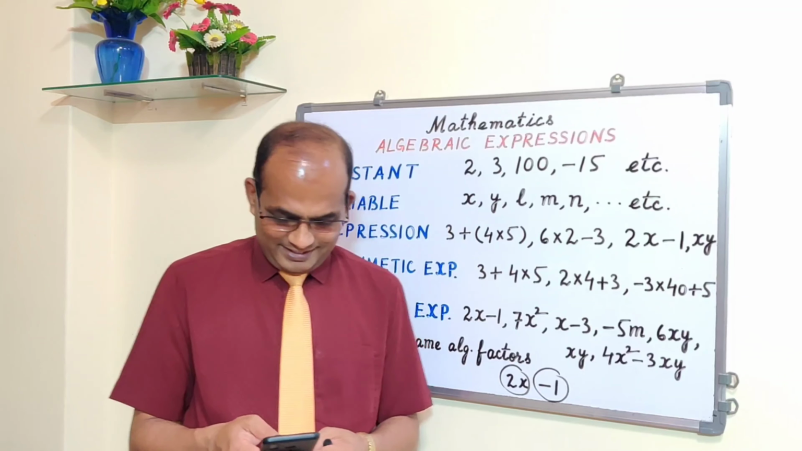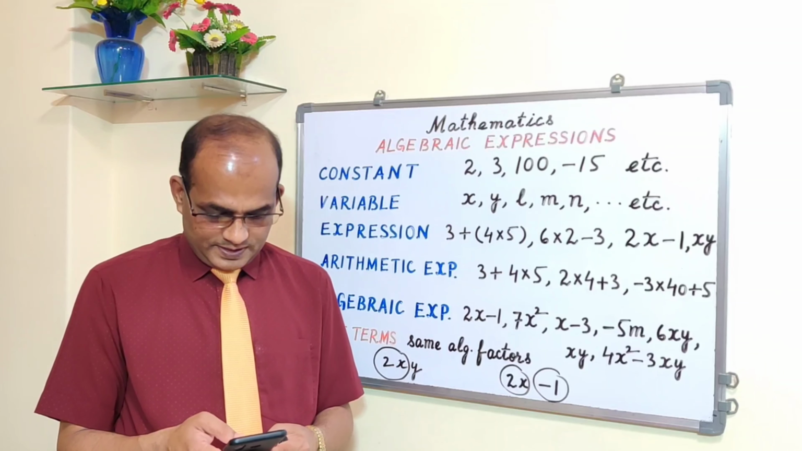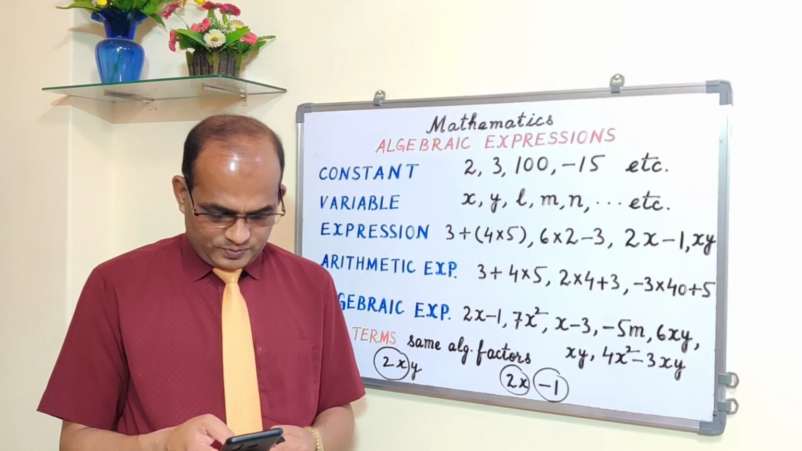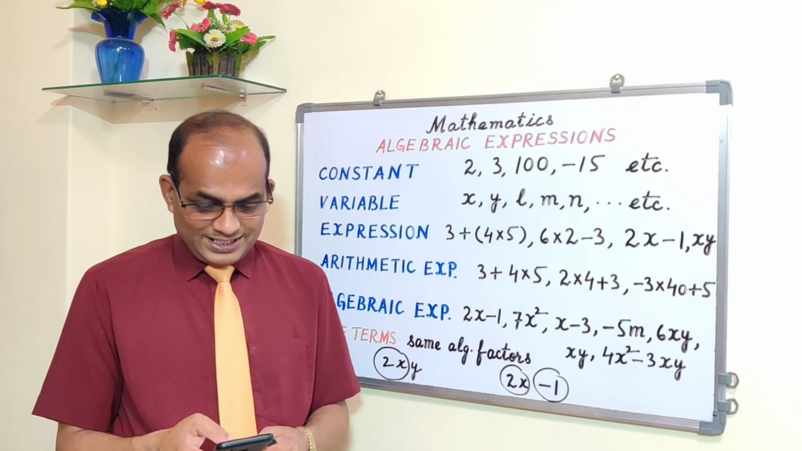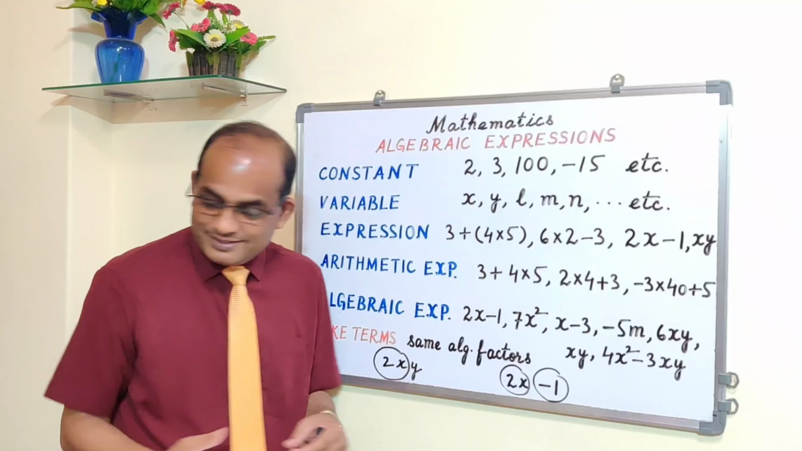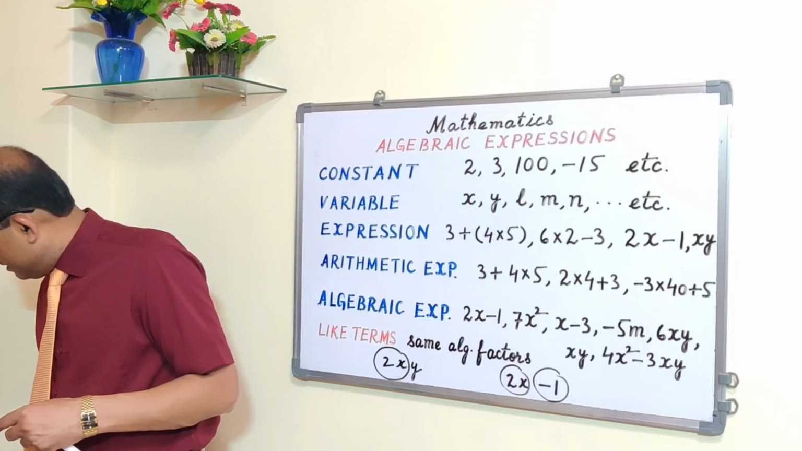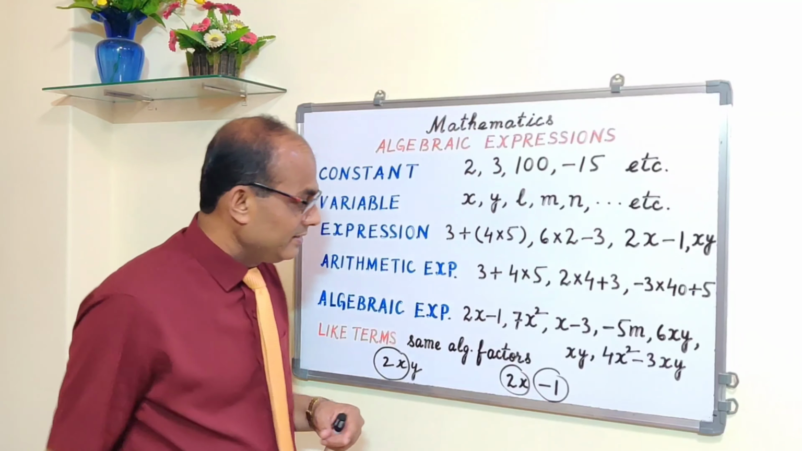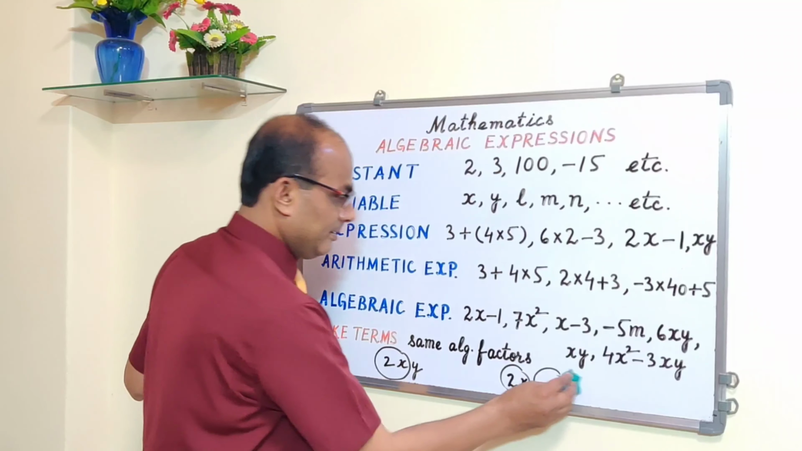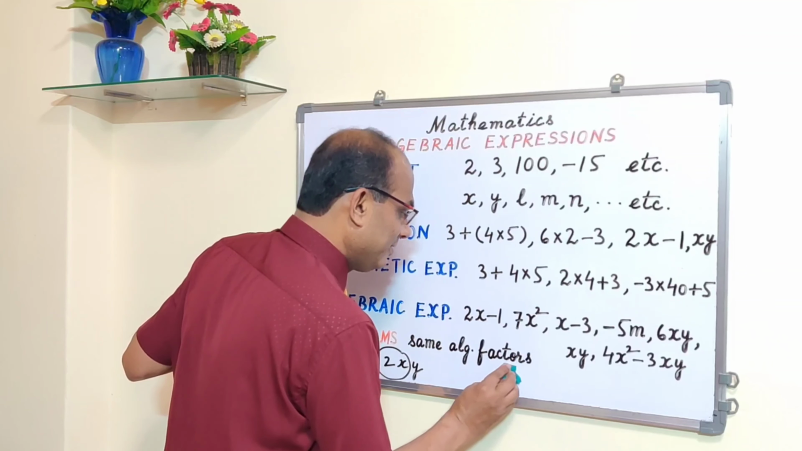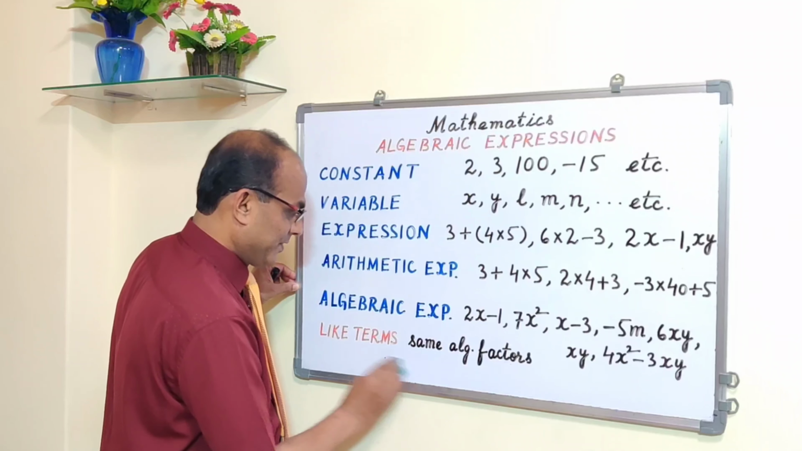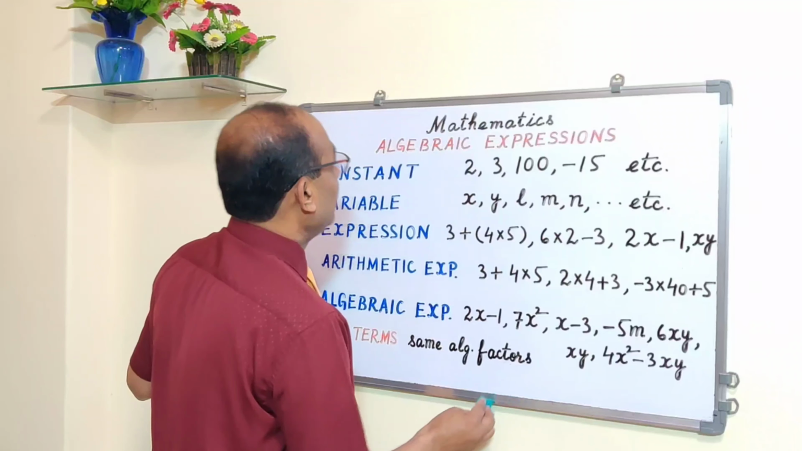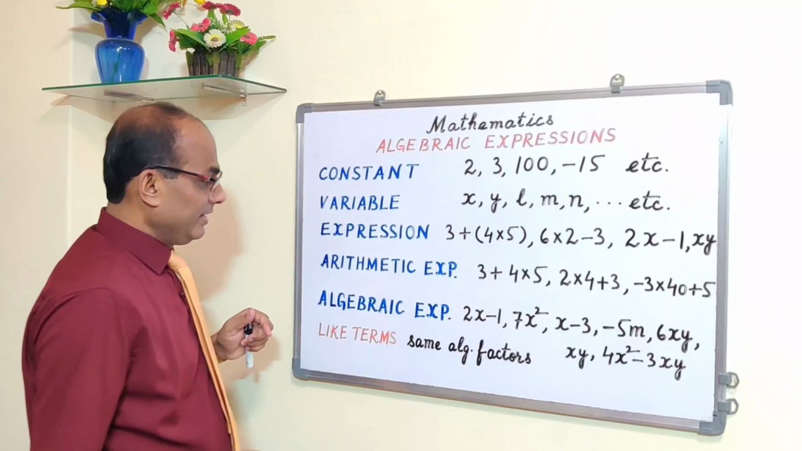Now next is, I will give you one question also, but before that let me tell you about like and unlike terms. What are like terms and what are unlike terms? Alright. So in like terms, the algebraic factors are same. You understand? In like terms, the algebraic factors are same.